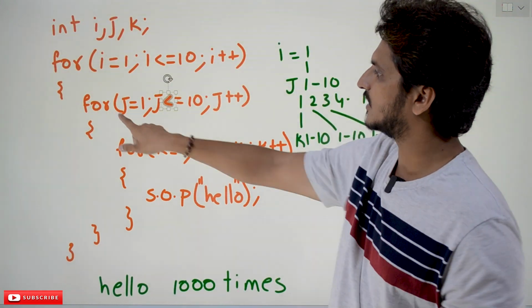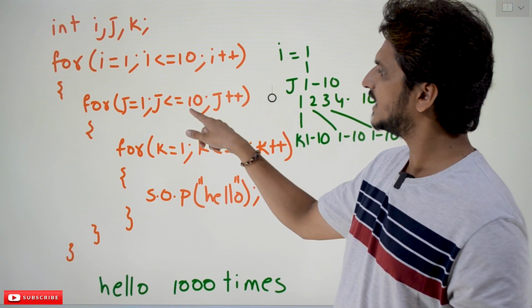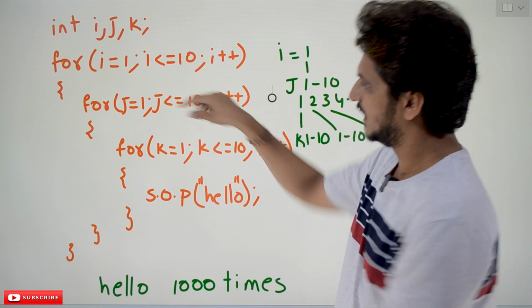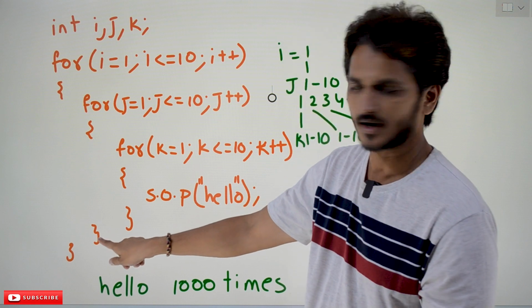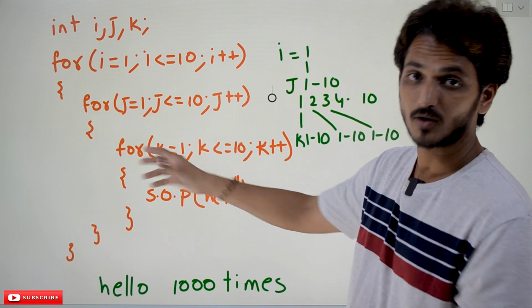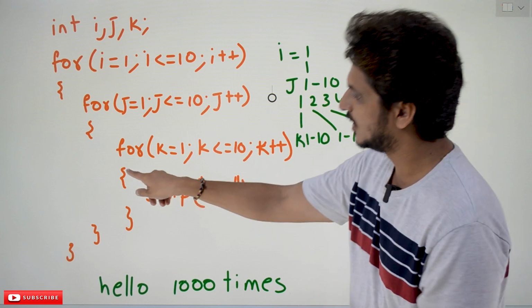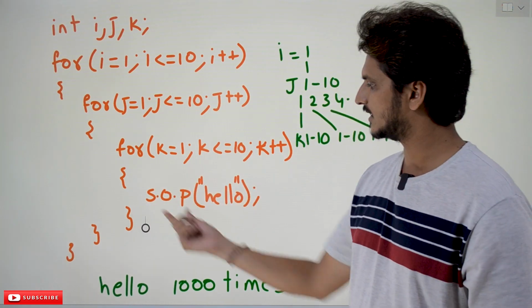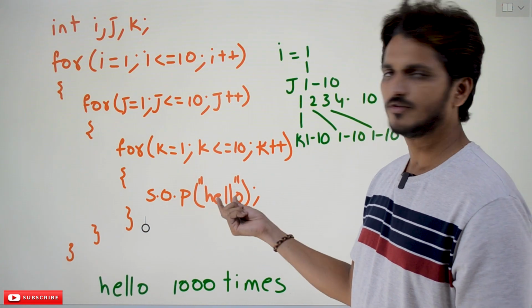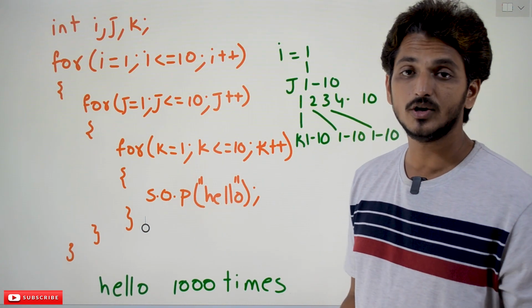This is the second level. For j is equal to 1, j less than or equal to 10, j++. Open bracket, closed bracket. Inside this loop, one more loop is there. For k is equal to 1, k less than or equal to 10, k++. Open bracket, closed bracket. System.out.println of hello. So how is it going to be executed?